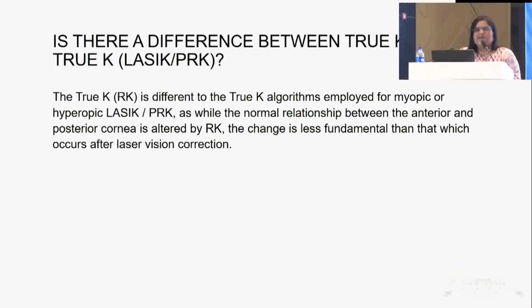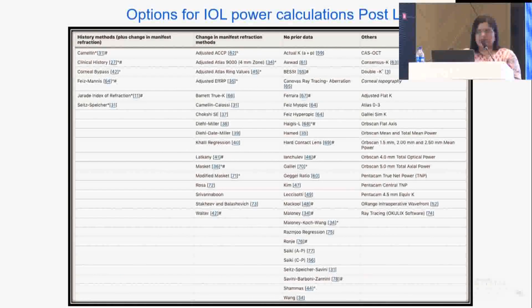So now, is there a difference between post-RK and post-LASIK PRK? Yes, it is different, because it is employed for myopic or hyperopic LASIK, as while the normal relationship between the anterior and posterior cornea is altered by RK, the change is less fundamental than that which occurs after laser vision correction. Coming to options of IOL power calculations post-LASIK, a plethora of them, a lot of hard work has gone into these formulas.